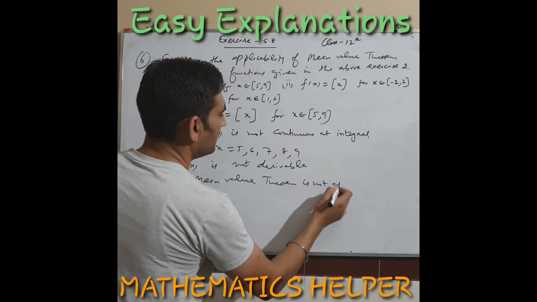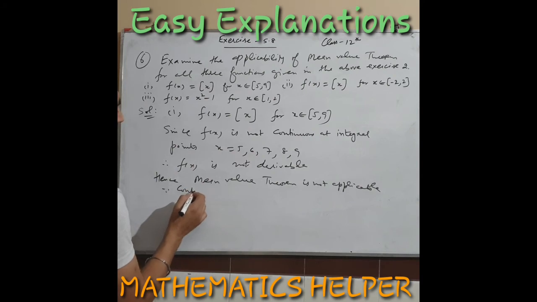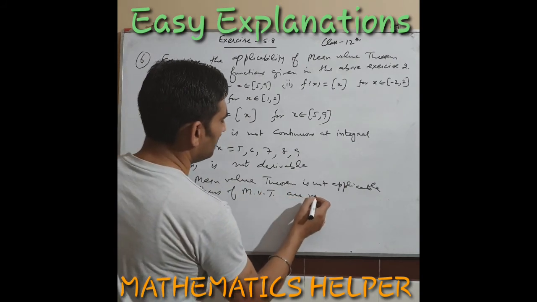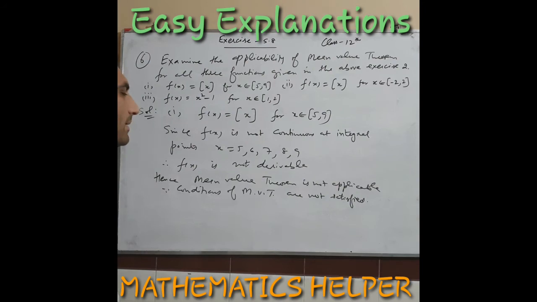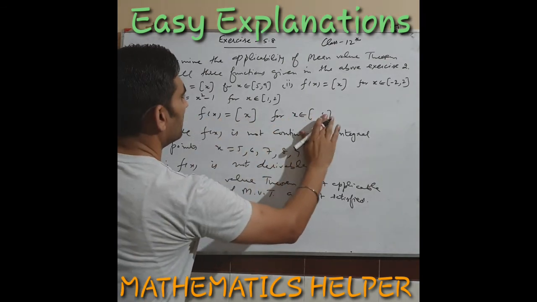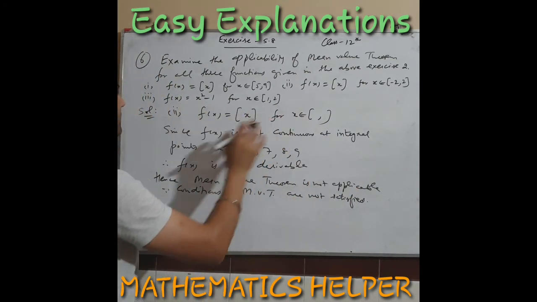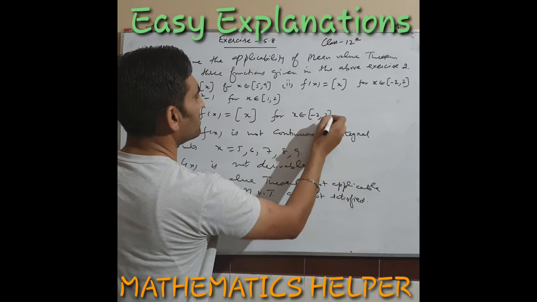Not applicable because the conditions of mean value theorem, I'm writing in short, are not satisfied. So they are not satisfied, that's why this theorem is not applicable. Similarly, you can do part number two. So the interval given in part 2, the same greatest integer function, the interval is minus 2 to 2.